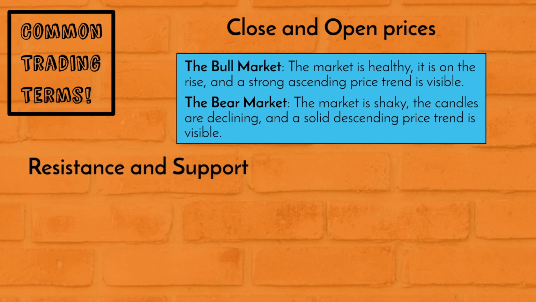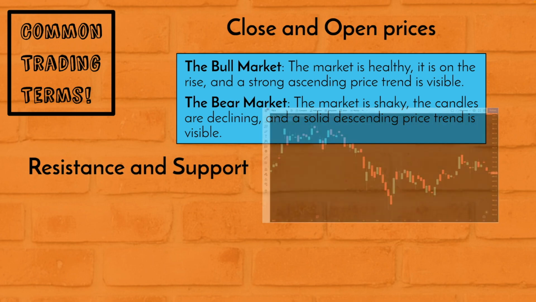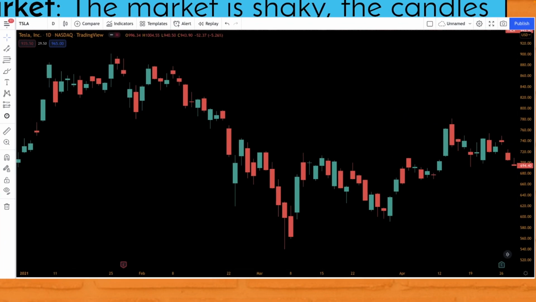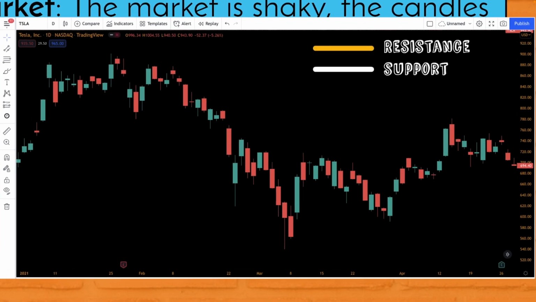The next important terms are resistance and support. Resistance and support levels are the regions with a high probability of forming a reversal in the chart's trend. Any trend in a chart, either an uptrend or a downtrend, has to stop at the point where the amount of supply and demand is balanced. Let's take a look at one example together to make a concrete understanding of resistance and support. This is the daily time frame of Tesla's stock in US dollars.